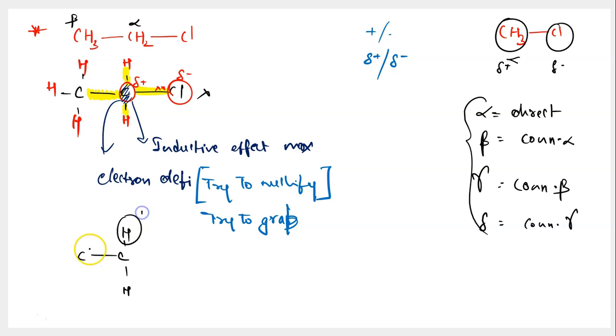Now, out of these two options, which option should this alpha carbon choose in order to neutralize its partial positive charge? Whichever is the easier option, it will choose that. So which is easy now? Is it easy to grab electrons from hydrogen, or is it easy to grab electrons from carbon?